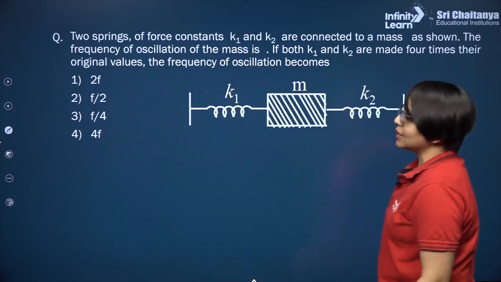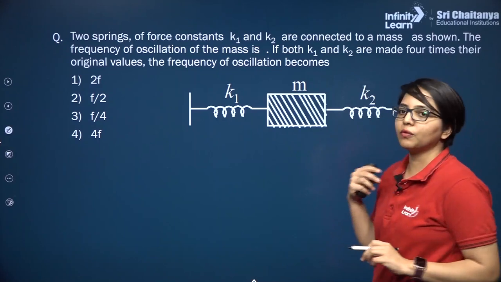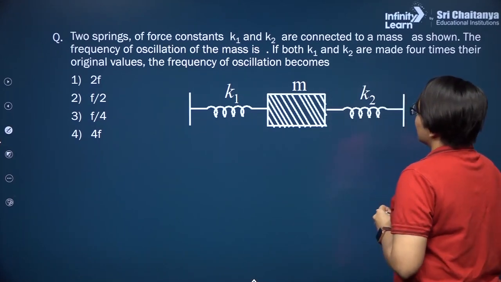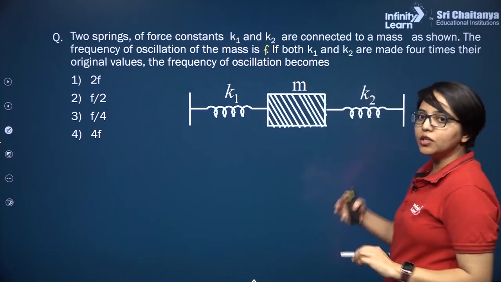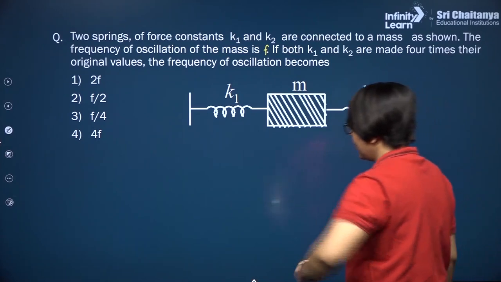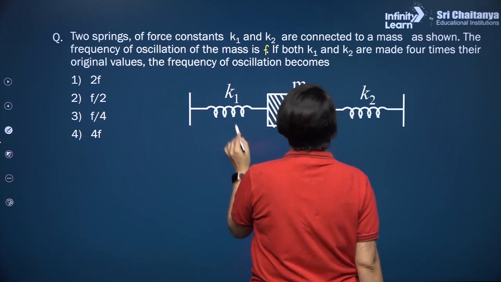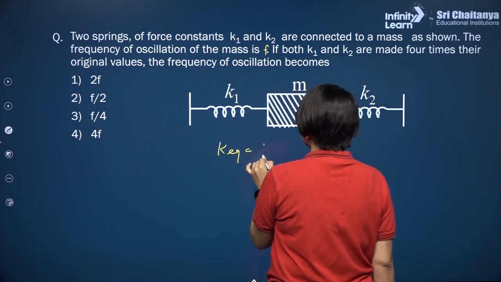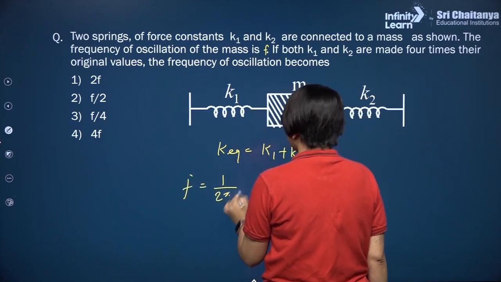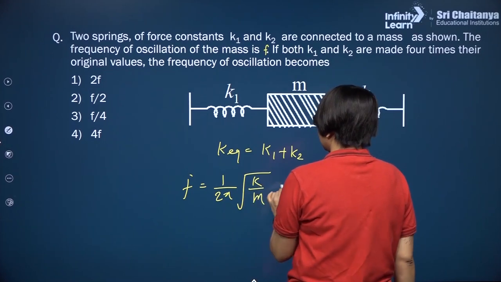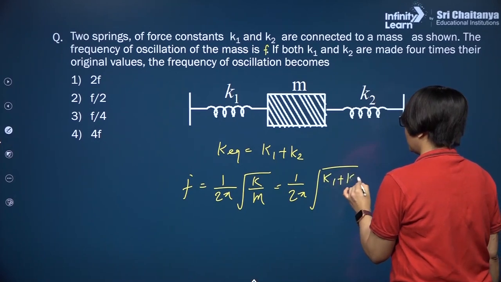Okay. Now next is, two springs of spring constants K1 and K2 are connected to a mass as shown. The frequency of oscillation of the mass is F. If both K1 and K2 are made 4 times their original values, the frequency of oscillation will become? So over here, these two are in parallel, right? So K equivalent will be K1 plus K2. And frequency of oscillation is 1 upon 2 pi under root K upon M. So initially it is 1 upon 2 pi under root K1 plus K2 upon M.